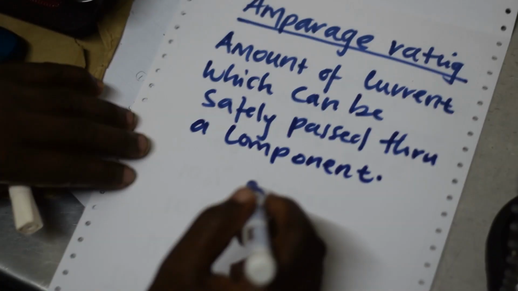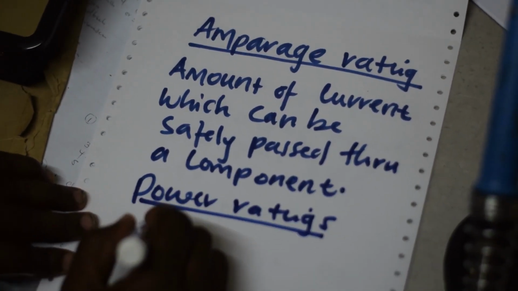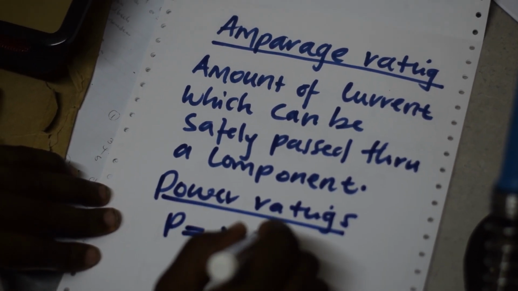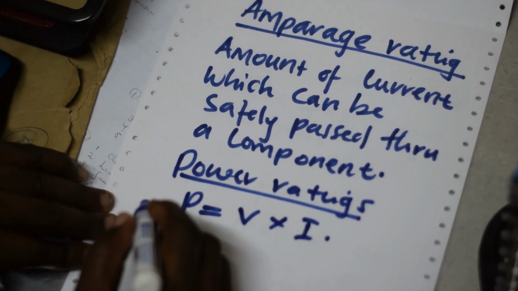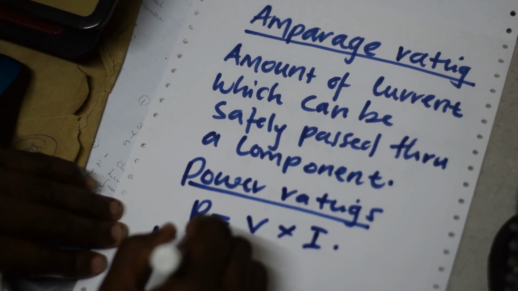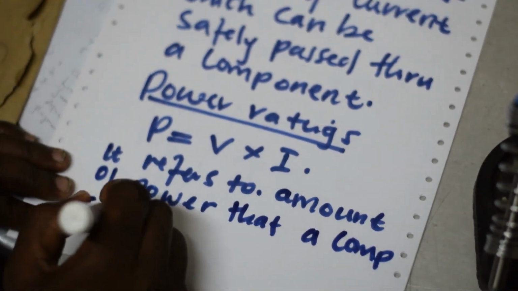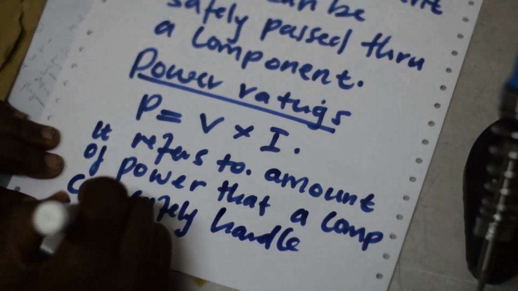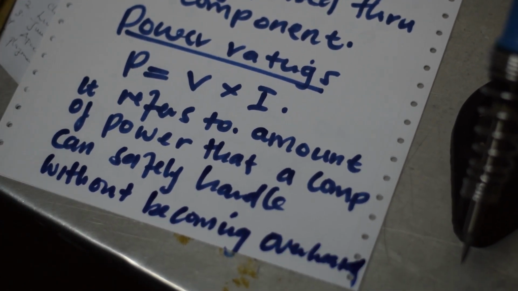A related component datasheet term is power rating. A component's power rating is expressed in watts or fractions of watts, e.g. milliwatts, and it refers to the amount of power, and power is voltage times current, so it is the amount of power which that component can safely handle without becoming overheated.